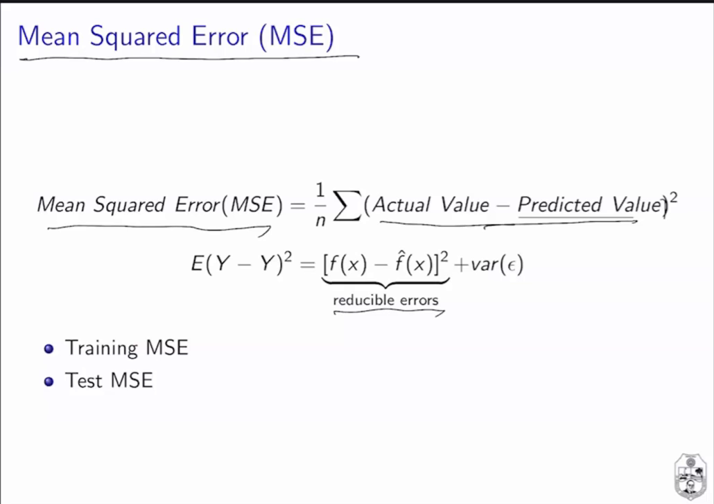This mean square error is measured on two different data sets. The first is called the training data set, that is the data set that we have used to develop the model, and the second is the test data set. The test data set consists of unobserved data points, and for those we want to use the model to predict or classify.